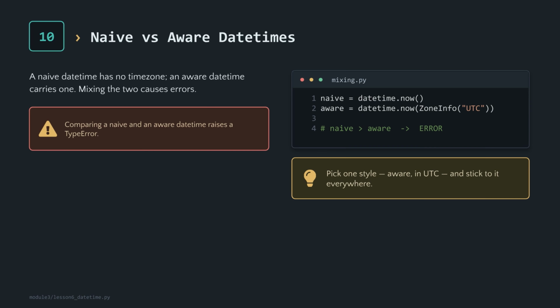Let's talk about a subtle trap. Naive versus aware datetimes. A naive datetime carries no time zone at all, while an aware one knows exactly where it sits. Here you can see one made with just now, and another anchored to UTC. The moment you try to compare a naive one against an aware one, Python throws a TypeError. My advice? Pick one style, aware, and in UTC, and use it everywhere.